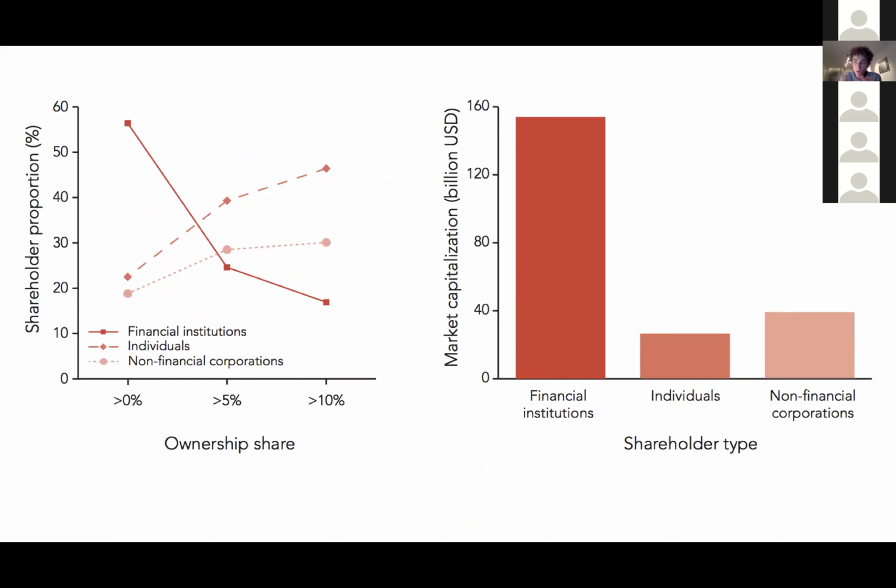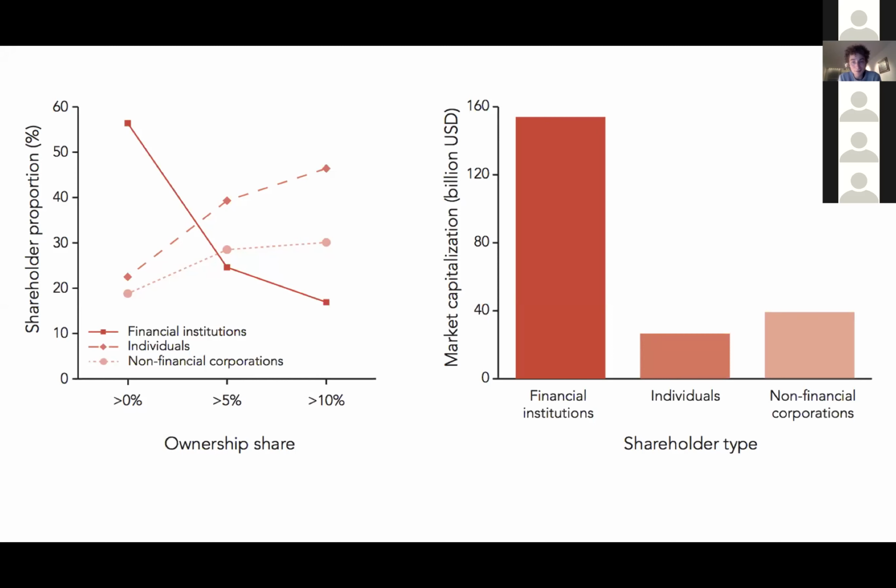So again, ownership share: as soon as you have shareholders with more than 5% ownership, you see that the proportion that is financial institutions decreases, and instead individuals like you and me and non-financial corporations, so other companies, which is a pattern of cross ownership, increase dramatically, up to the point even more for shares above 10%.